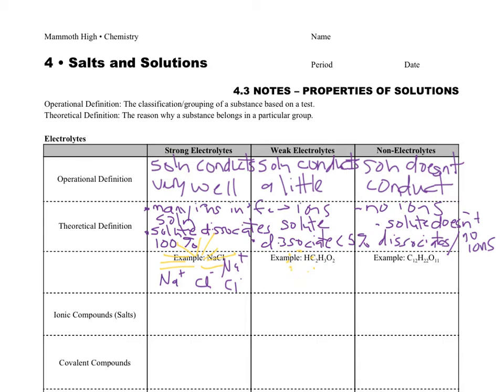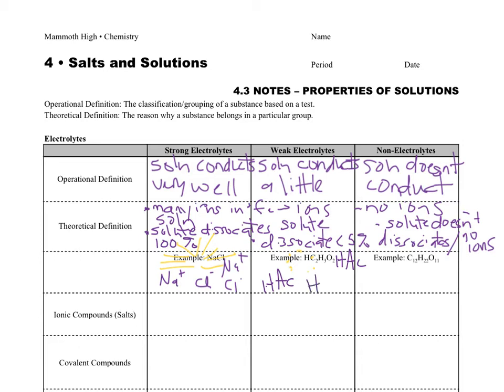Remember HC2H3O2, acetic acid, and you have a hydrogen. For the sake of saving space, we're going to call it H, capital H for our hydrogen ion, and then AC for acetate, so I don't have to write the C2H3O2 over and over again. And in that solution, you're going to have mostly still HAC.